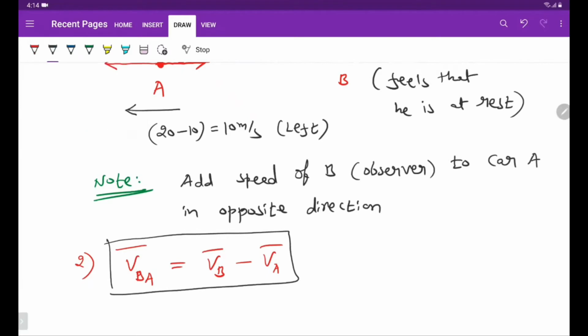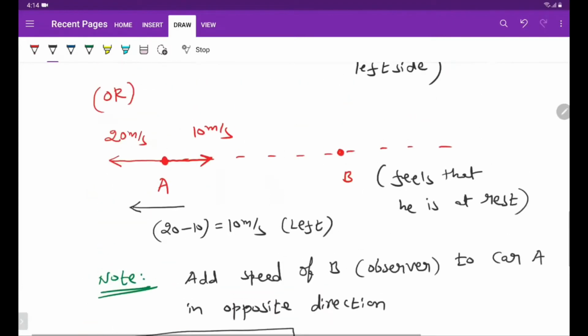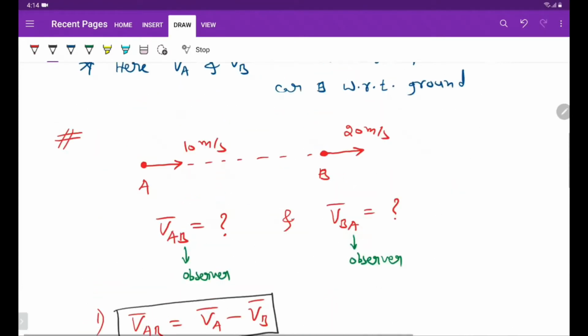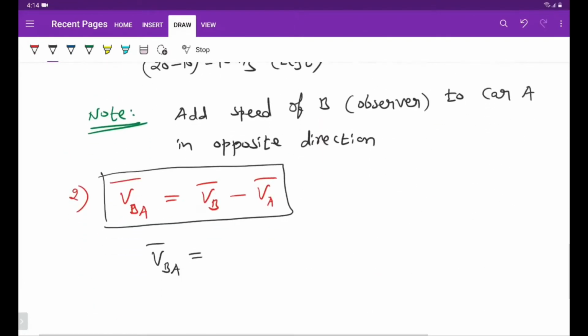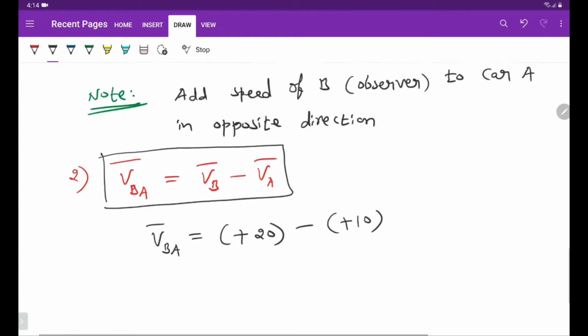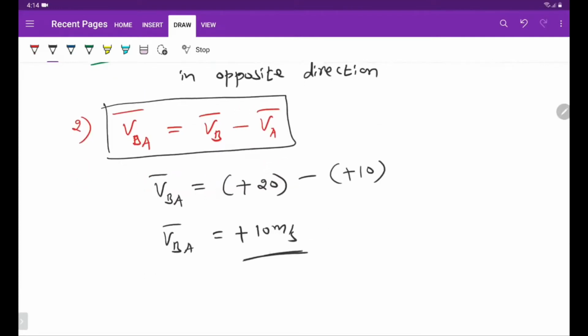First we will solve this problem using the formula. Velocity of B with respect to A is equal to velocity of B minus velocity of A. Velocity of B is plus 20, given already. Velocity of A is plus 10, given already. So we are getting plus 10. Here A is the observer, so we got this answer. Plus tells the direction is right side.